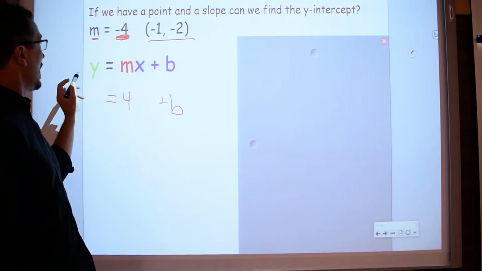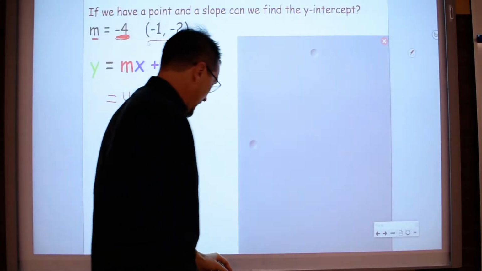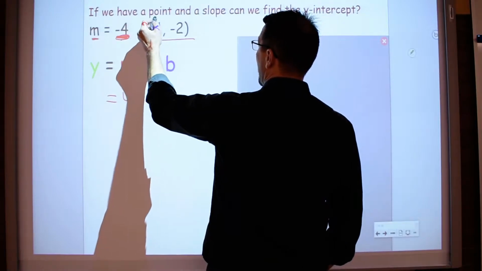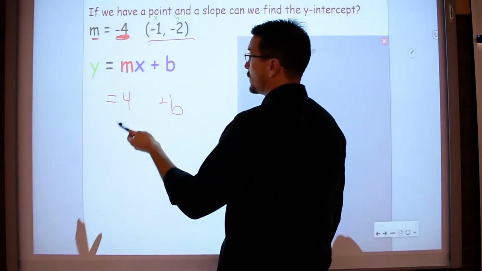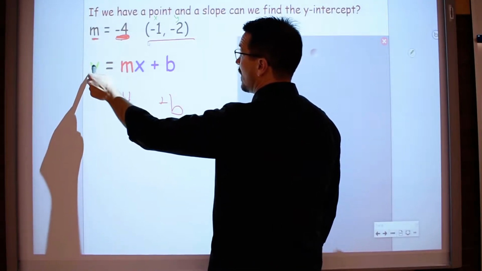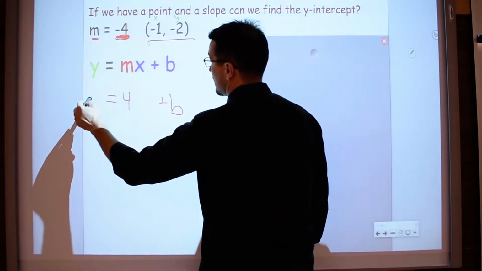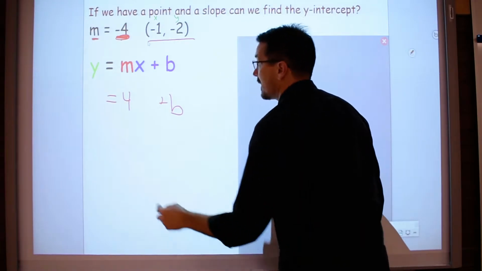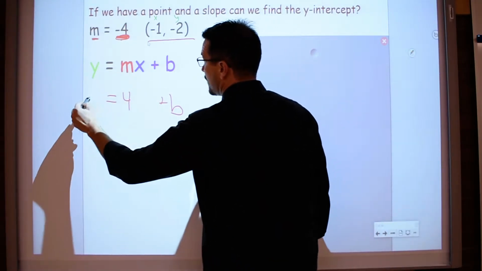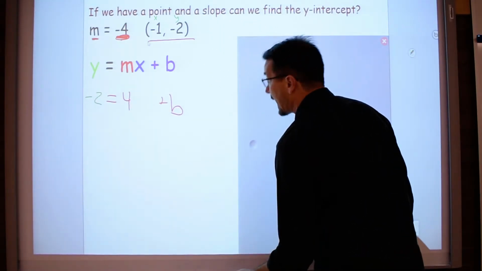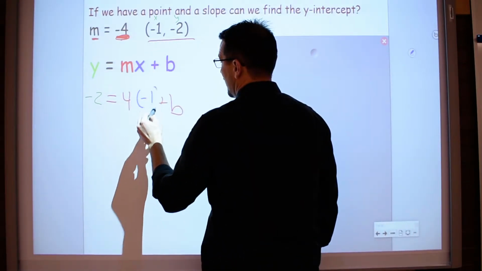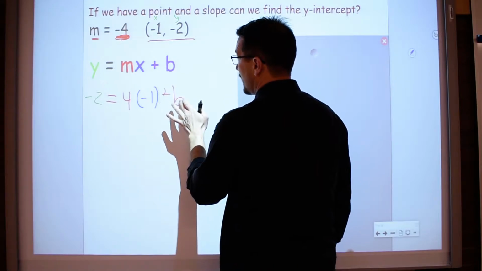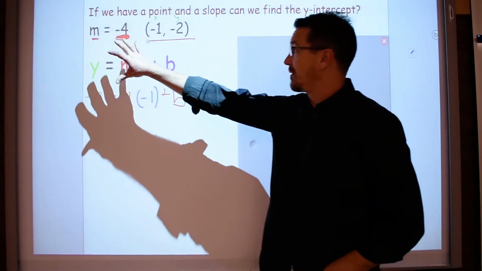But guess what? What I do have, believe it or not, is my x and y, because this is the ordered pair, x, and this is y. And so I can actually substitute those values into the equation. Y is negative 2, so I can plug in negative 2. And my x is negative 1. And so what I've just done here is basically I've substituted all the values that I have.